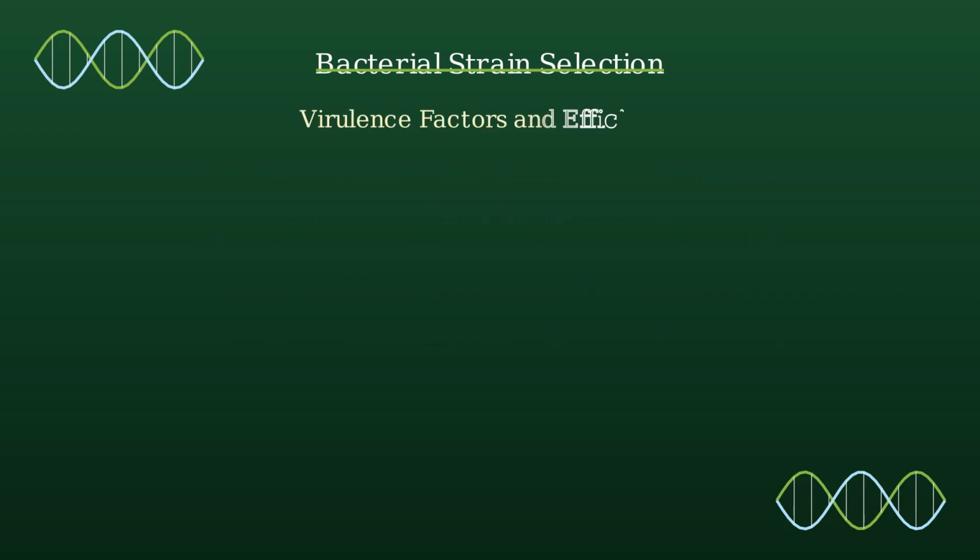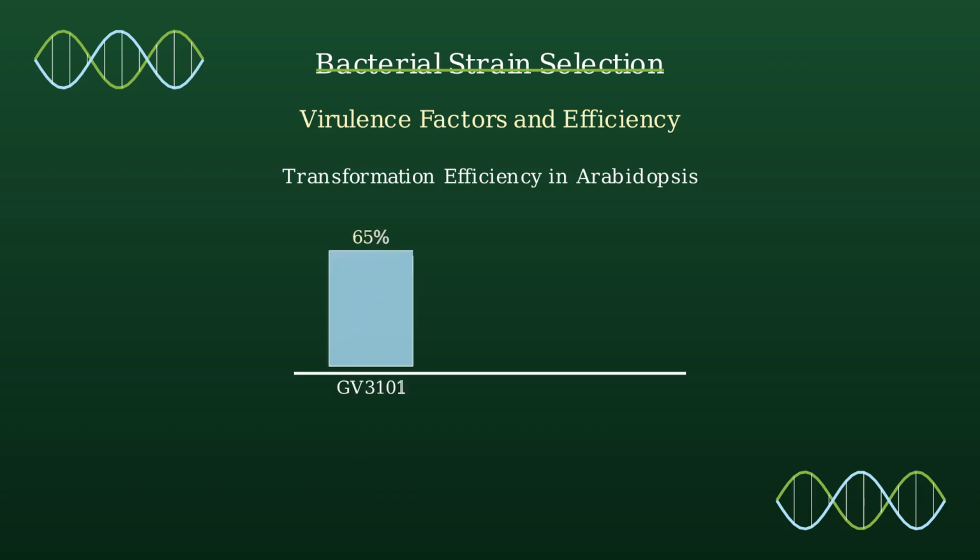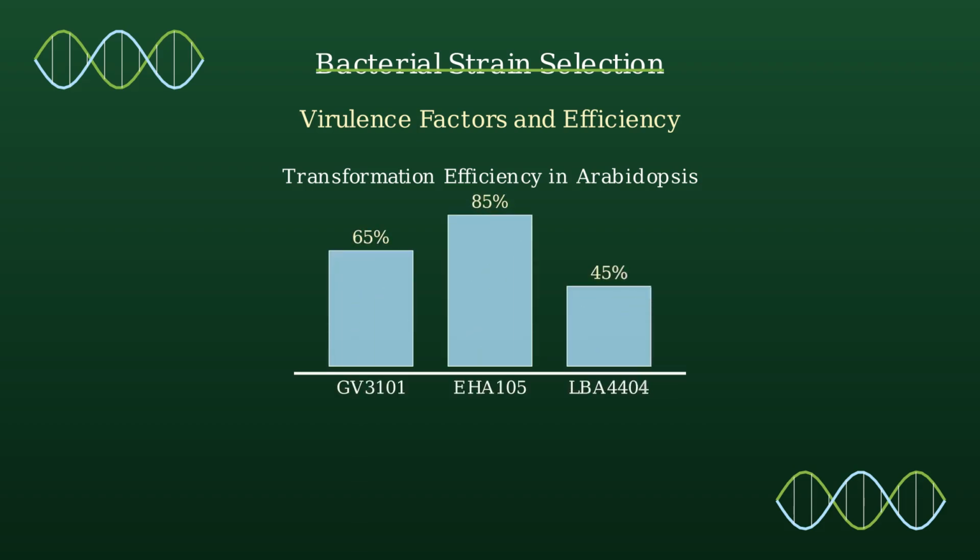Virulence factors significantly impact transformation efficiency in different plant species. This chart shows transformation efficiency in Arabidopsis using different strains. EHA 105 delivers the highest efficiency at 85%, followed by GV 3101 at 65%, while LBA 4404 shows lower efficiency at 45%.